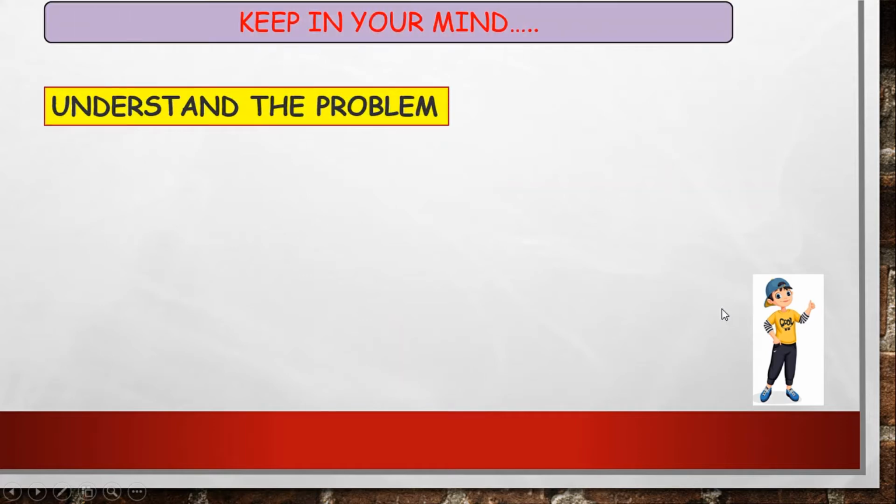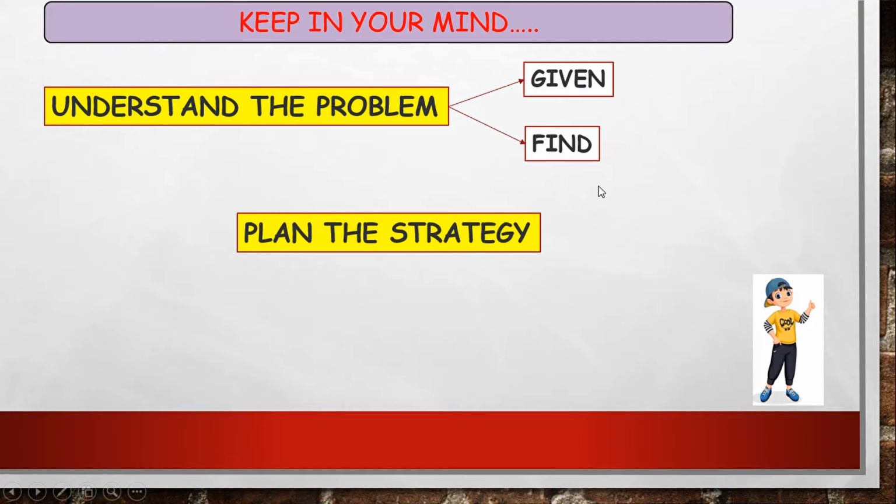Now please keep in mind how to solve the problem. First, you have to understand the problem. Read the problem repeatedly until you understand it. You need to find what is given in the problem and what you have to find. After that, you plan the strategy. What strategy do you want to use? And then solve the problem. After that, check the answer.